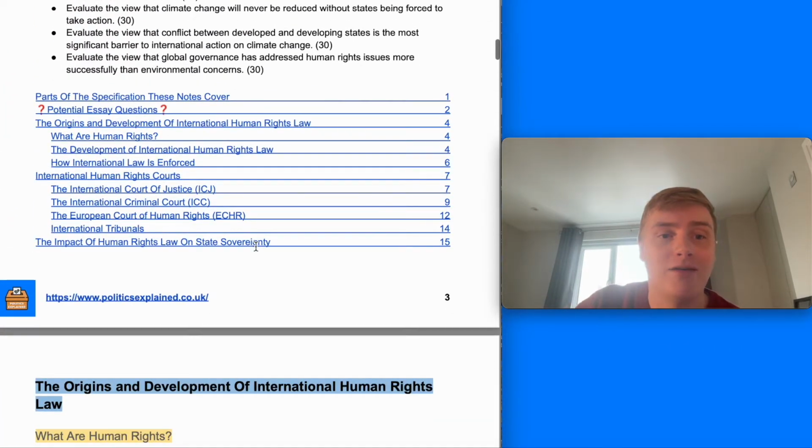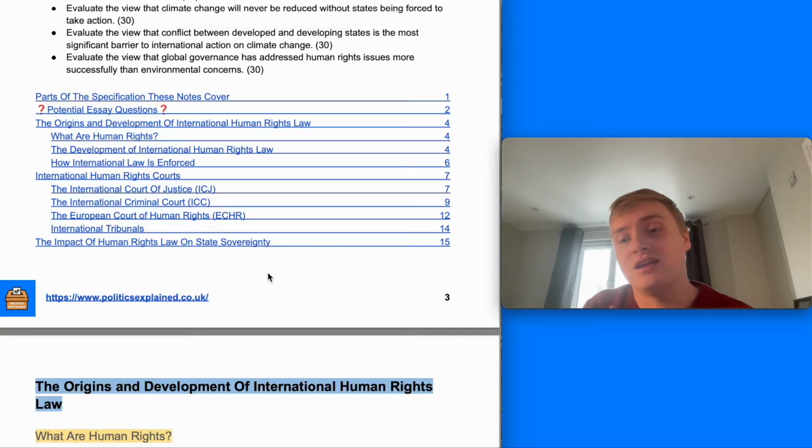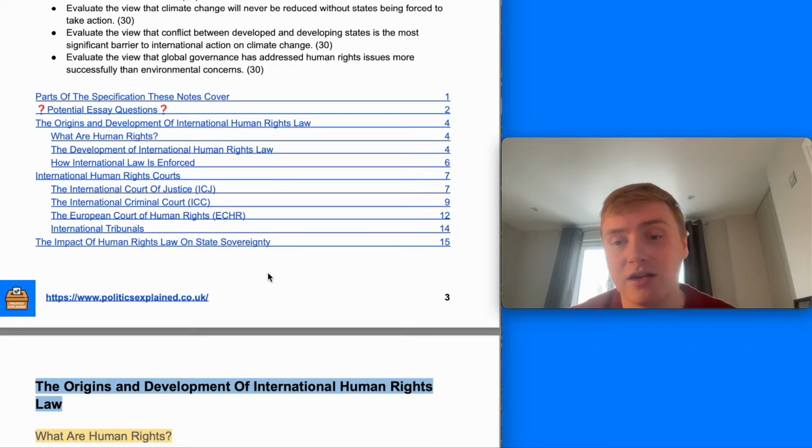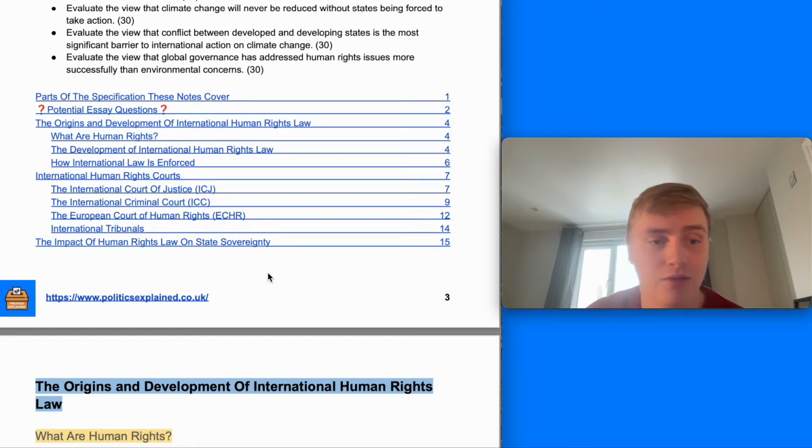I'm then going to start by having a look at the origins and development of international human rights law, looking at what human rights are, how international human rights law developed, especially in the post-World War II period, and how it's enforced, before looking at four key international human rights courts. So the International Court of Justice, the International Criminal Court, the European Court of Human Rights, and finally International Tribunals, before finally looking at the impact of human rights law on state sovereignty and a number of different arguments on either side that you can use in your essays.